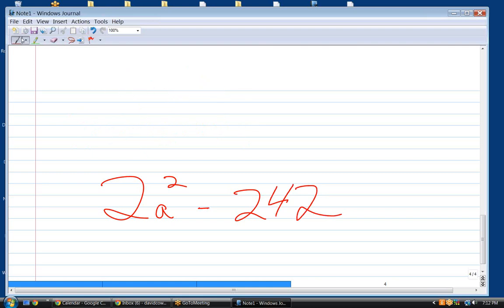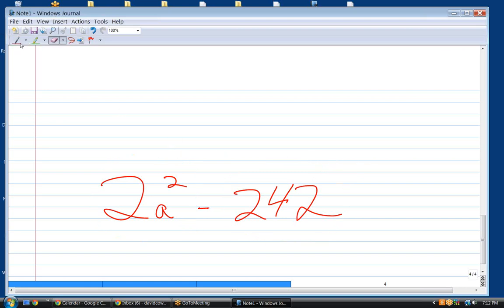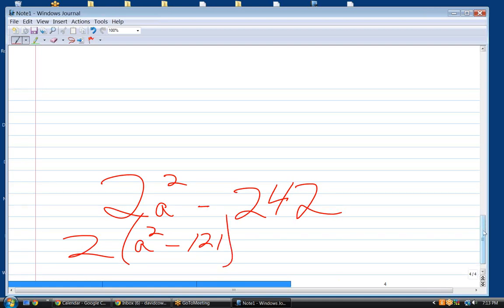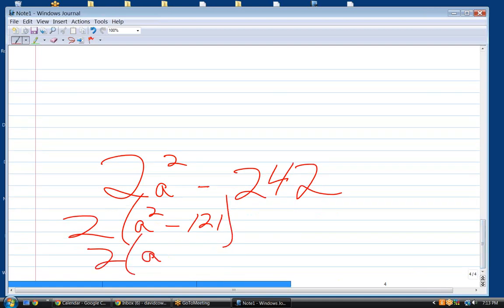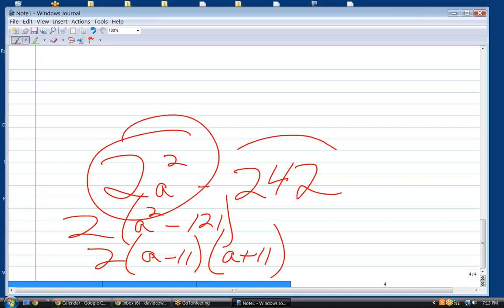Now, that's not the difference of perfect squares. This is not a perfect square, and nor is this. But if I factor a 2 out, which you can, you're left with the difference of perfect squares. And so this becomes 2 times (a minus 11) times (a plus 11). Okay? So whenever you see this, know that either you can take a greatest common factor out and you're going to be left with the difference of perfect squares, or it's the difference of perfect squares to begin with.